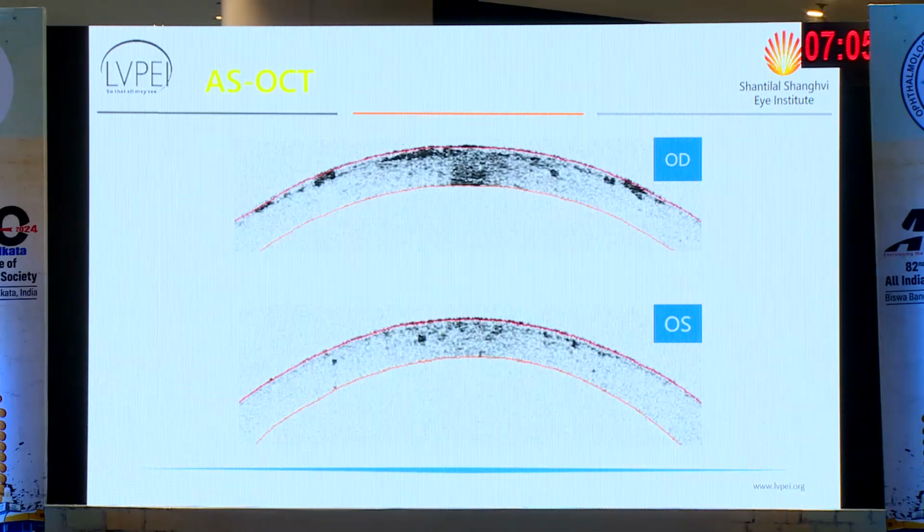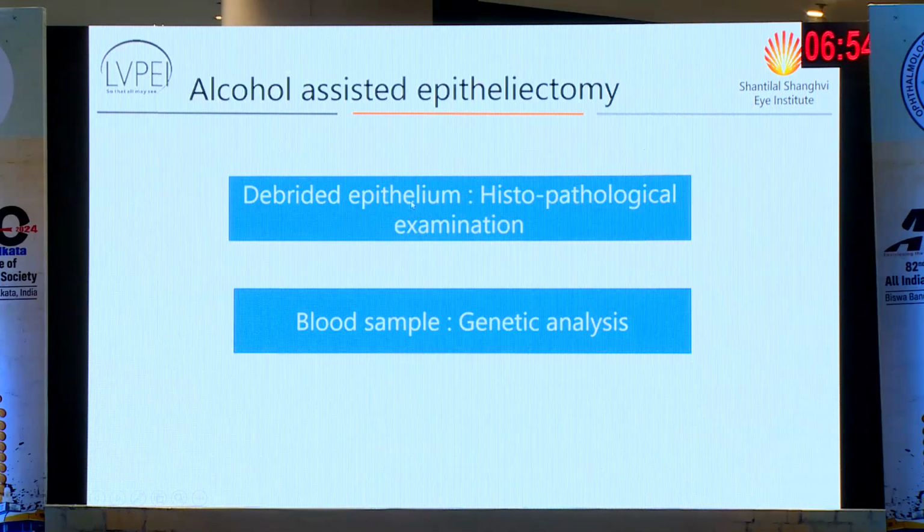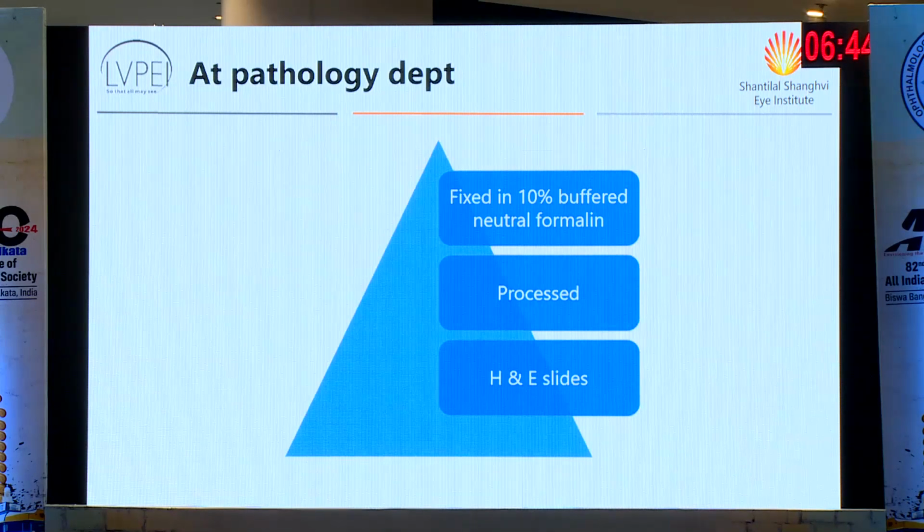So this is the AIOC 2024, which shows that most of the deposits are located just below in the anterior stromal areas. There are some deeper deposits, but they become less dense. So this patient also, we took the epithelium, debrided it with the help of alcohol and applied phototherapeutic keratectomy to the anterior stroma to improve the vision, and subjected it to histopathology.